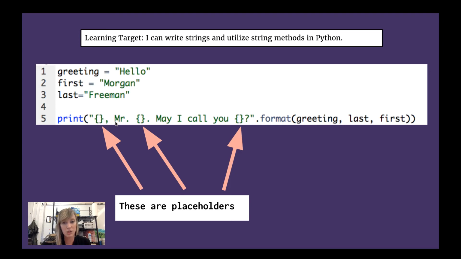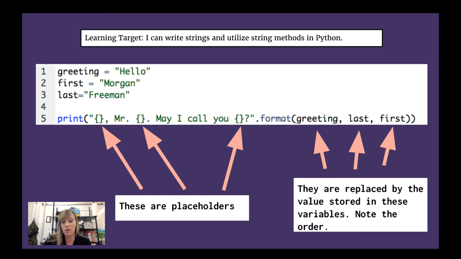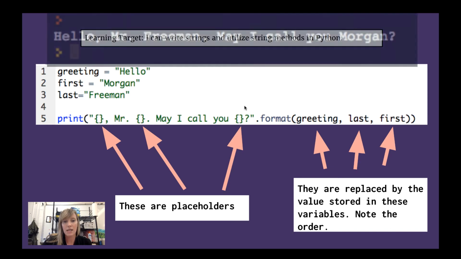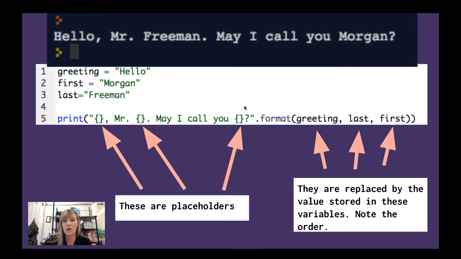So it says hello, Mr., and then the next one to replace is whatever is stored in the variable named last. That is Freeman. So hello, Mr. Freeman, may I call you, and then first is the string Morgan, may I call you Morgan. Those three values stored in the variables will be replaced, and the order matters here. Greeting is the first placeholder, last is replaced in the second one, and first in the last one. So it'll print out like this: hello, Mr. Freeman, may I call you Morgan?